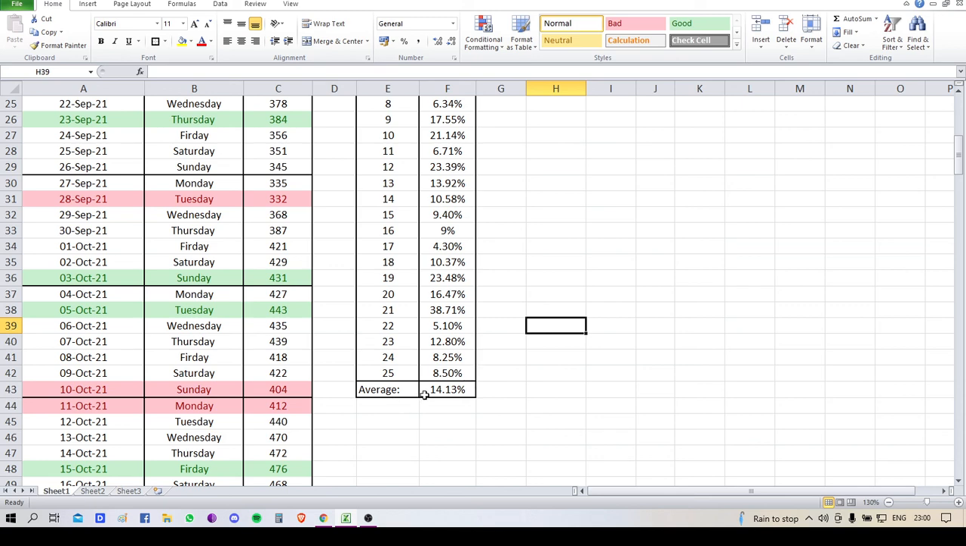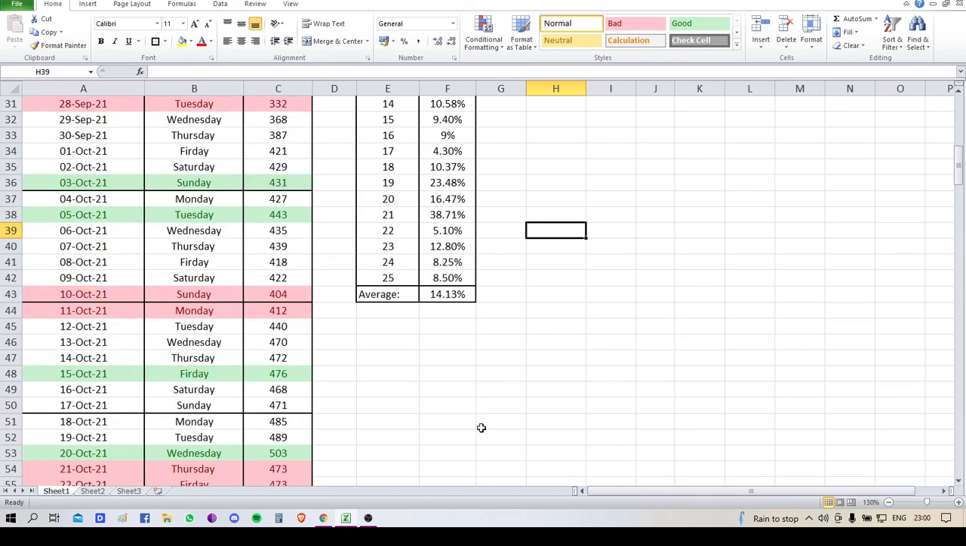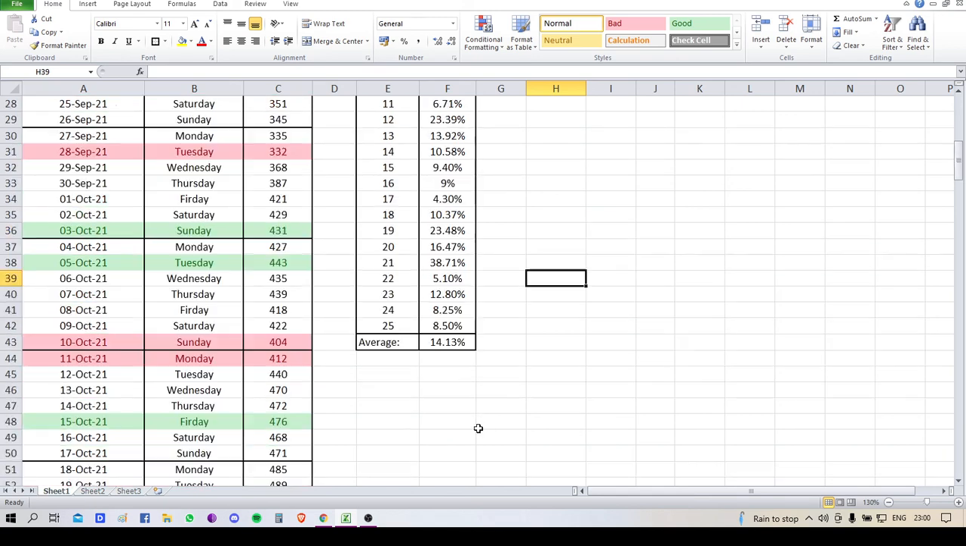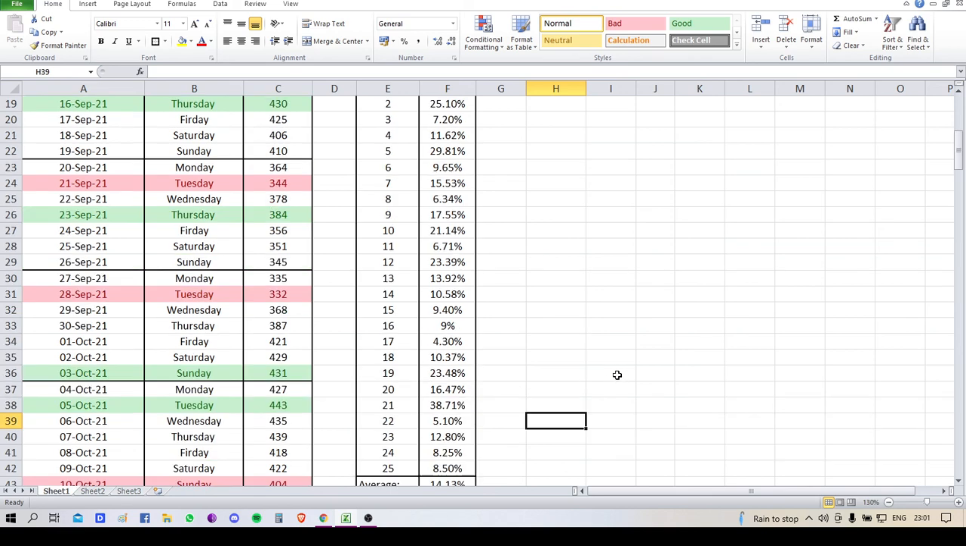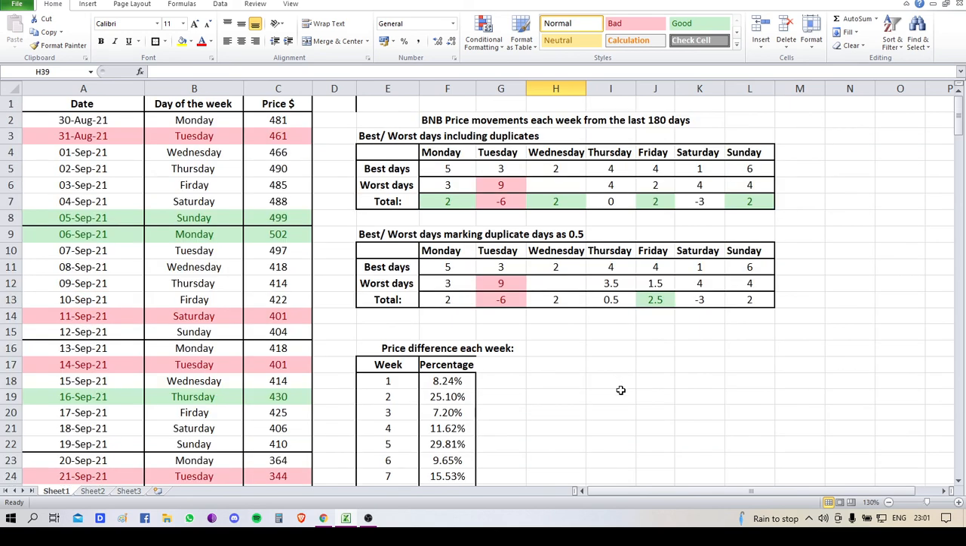And as you can see, the average difference in price every single week on BNB, between the highest price and the lowest price, is 14%. And that's all there is to it.